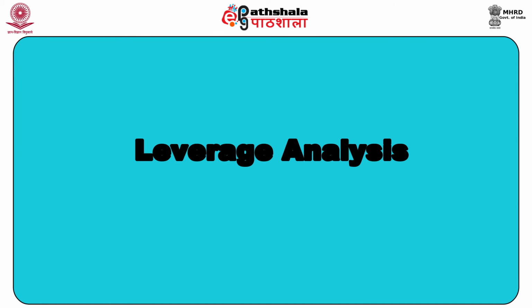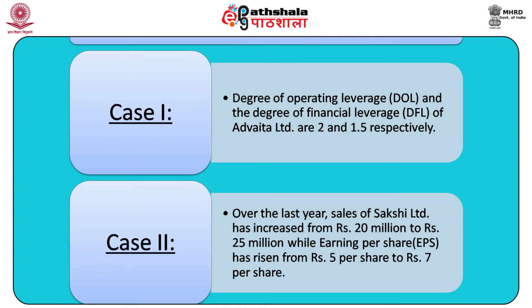Now we will consider one illustration to understand these concepts. Calculate degree of combined leverage DCL in the following cases. Case 1. The degree of operating leverage and the degree of financial leverage of Advita Limited are 2 and 1.5 respectively. Case 2. Over the last year, sales of Sakshi Limited have increased from rupees 20 million to rupees 25 million, while earnings per share has risen from rupees 5 per share to rupees 7 per share.